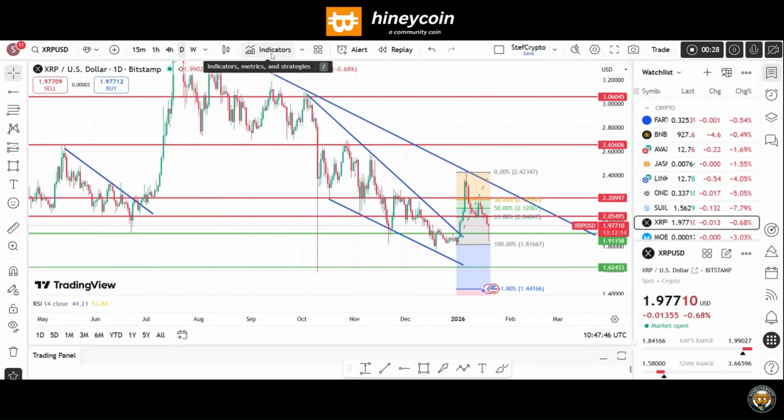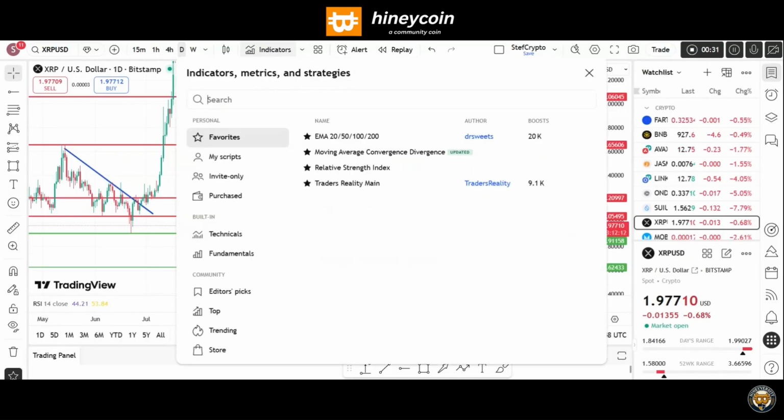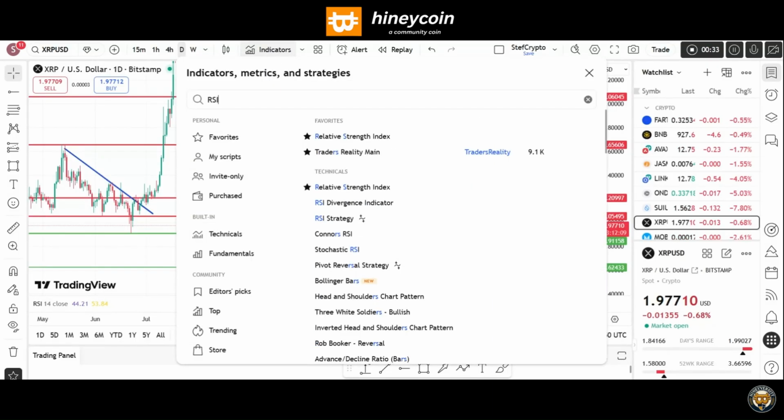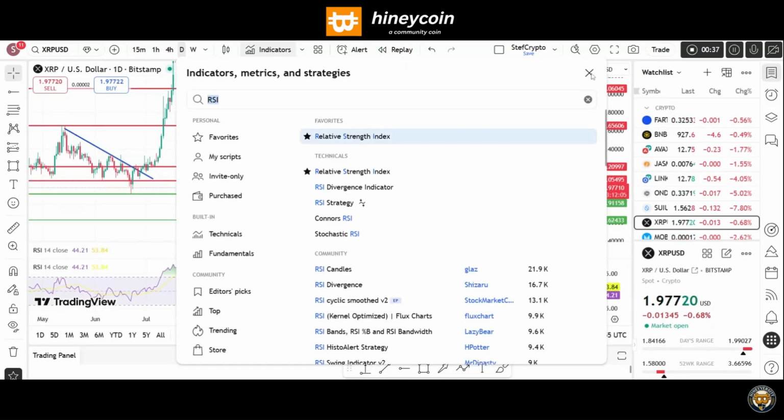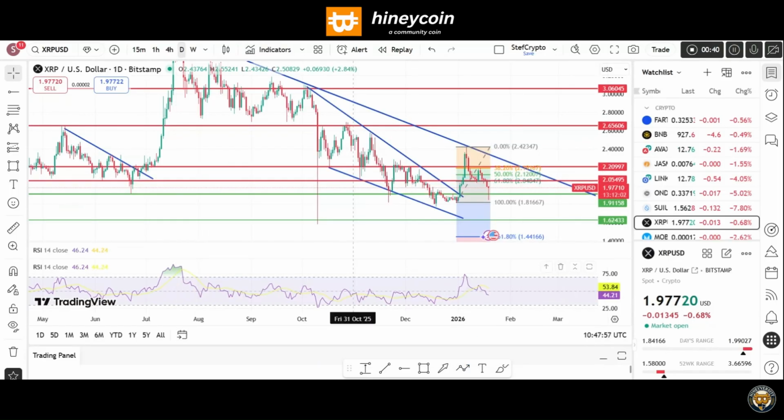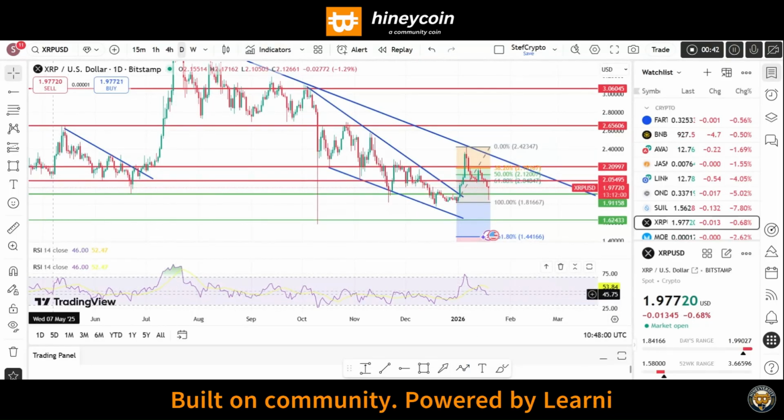Today we're going to look at another indicator, being the RSI, the Relative Strength Index. Select that, close the menu, and you'll see here on the bottom of your screen the RSI window has opened.